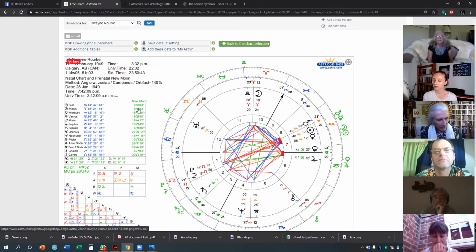I don't recall it coming up in his chart, but it could, of course. Okay, so yours is the 9th degree of Aquarius. That's your one. Yes. Now this is your chart, and here we can see.